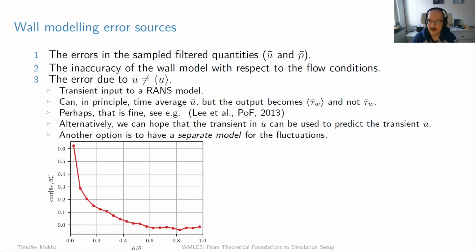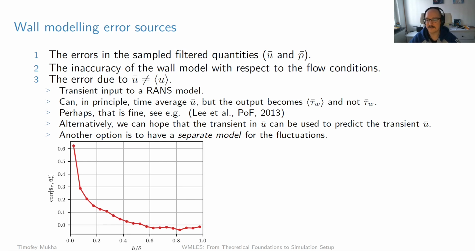And the third error is more subtle, and we've discussed this already as well. It's the error due to the fact that you're sampling a transient signal, which is the filtered velocity, but what you're using is a RANS model, where what we are interested in is the average velocity. So we're giving transient input to a RANS model, and that results in some kind of errors.